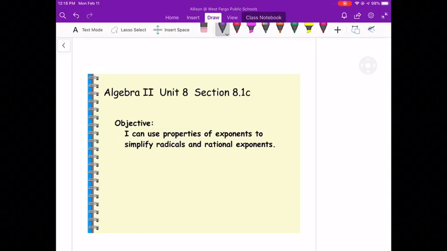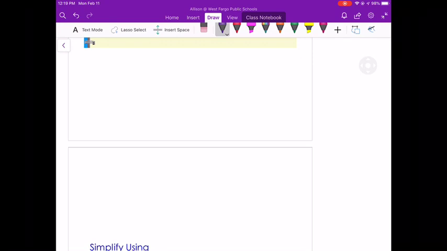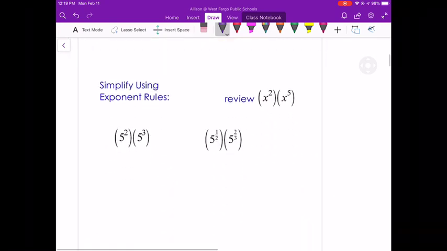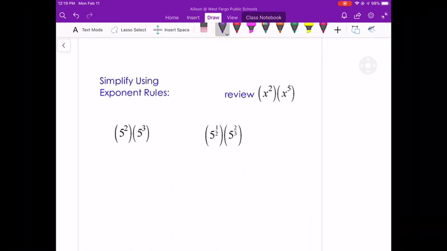Okay, in this lesson we're going to use those properties of exponents that we learned in 8.1a to help simplify our radicals and rational exponent expressions. So recall that our exponent rule, when we're multiplying and the bases are the same, you add the exponents. So x squared times x to the fifth would be x to the seventh, using that product of powers rule.